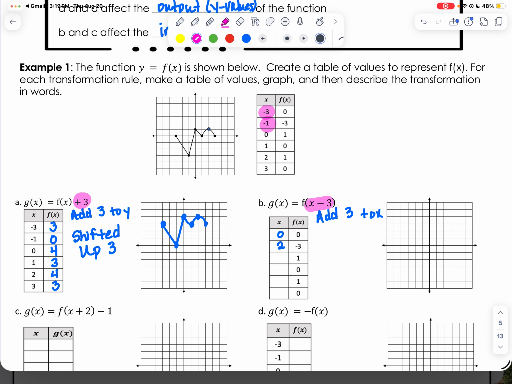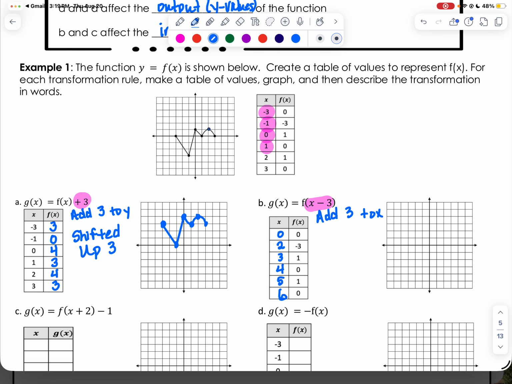Now take your next x value, 0, and add 3 to it. Then take your next x value, which is 1, and add 3 to it. That would give you 4. 2 plus 3 is 5. 3 plus 3 is 6.